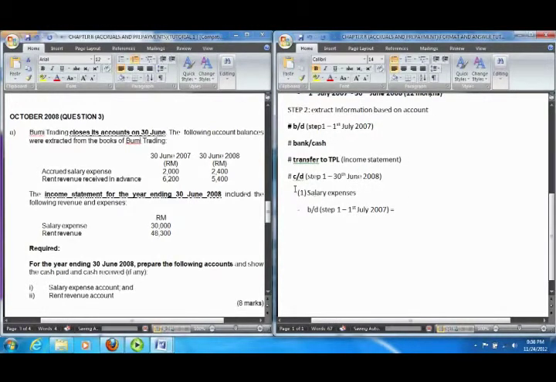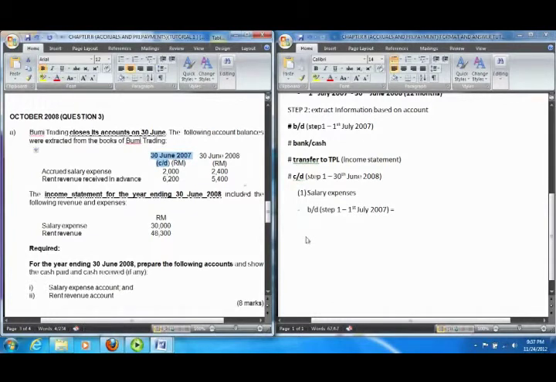Now we can start to extract the information based on step 2. First, your BD, the amount of your salary expenses, your BD on 1st July. Based on the question, class, 30th June 2007 is your CD for 2007. However, one day after 30th June 2007 is your carried down. This means that your brought down will be taken from your carried down on 30th June 2007.